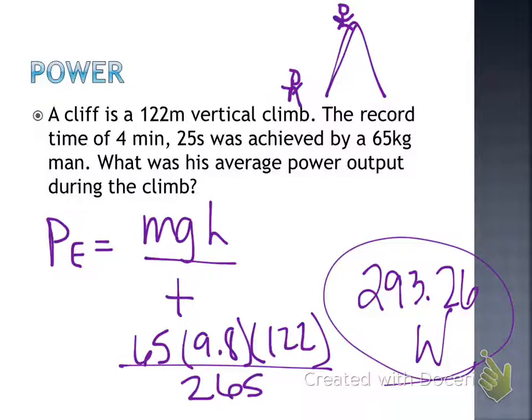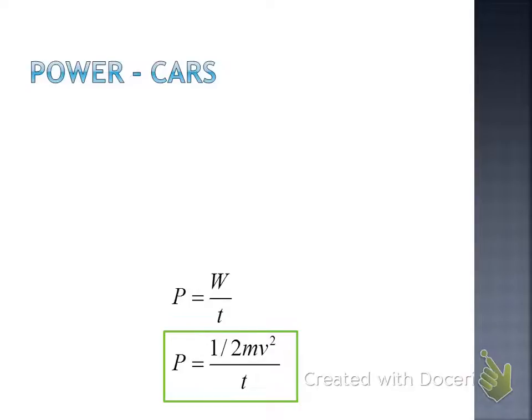Do we think the guy that sprinted up the stairs could have sustained that power output for 122 meters? No, right? That's what we were talking about, the limitations that we have on our body. We can't do it. All right, last little section that we're going to cover today has to do with the power output of cars and their vehicles.